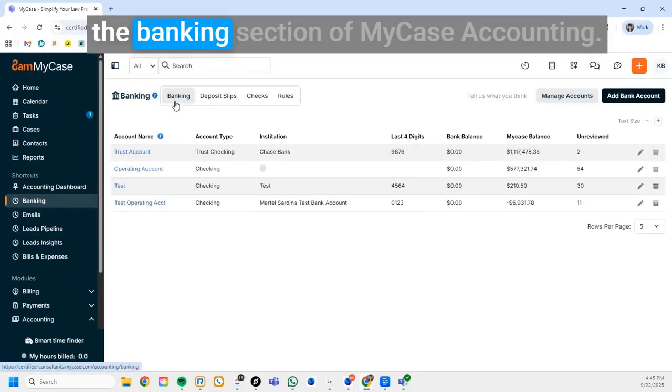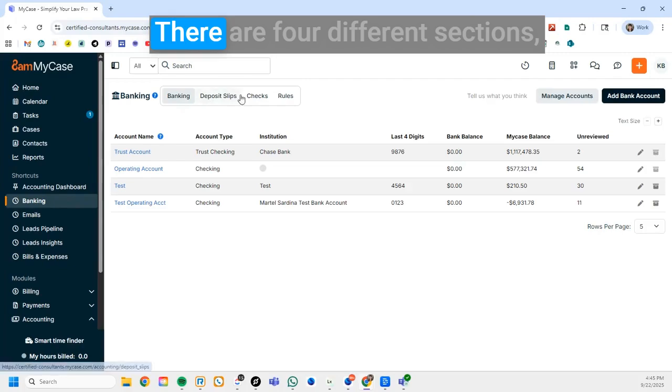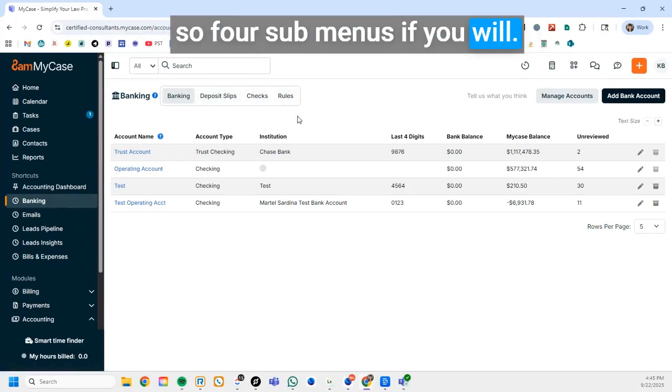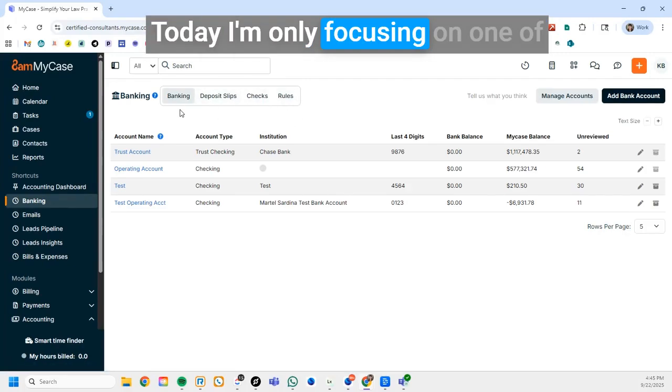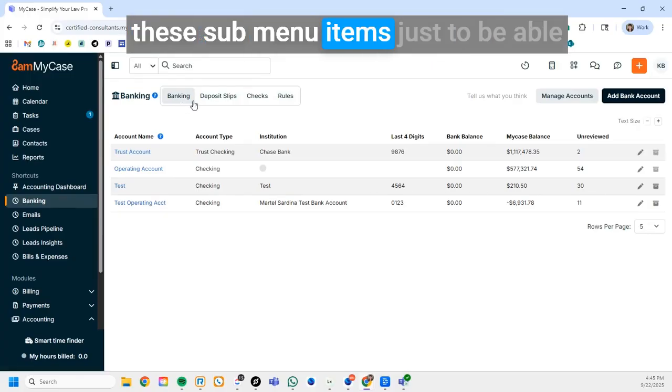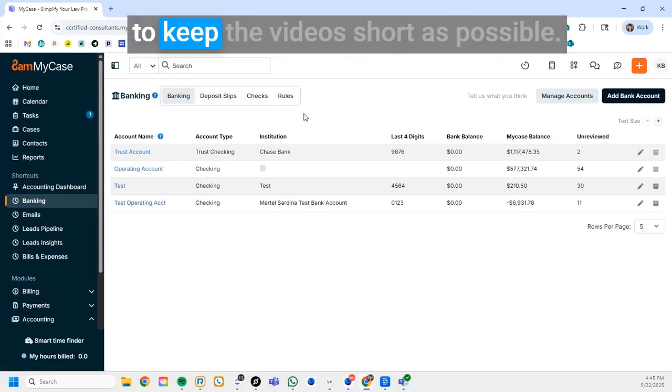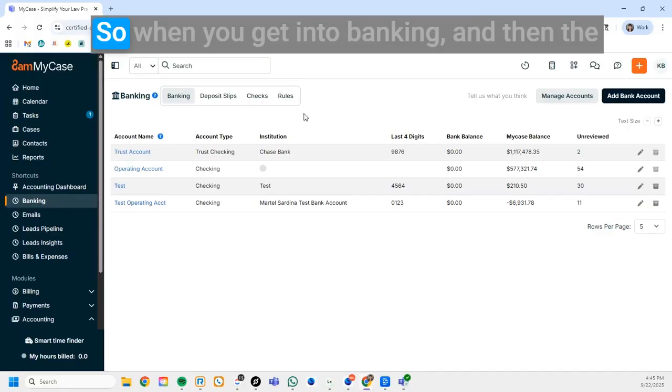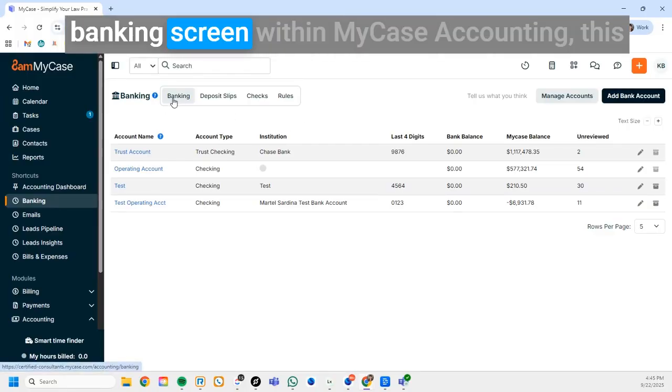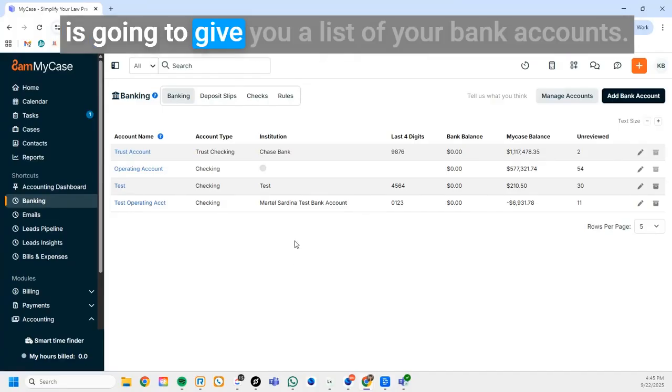And within the banking section of MyCase Accounting, there are 4 different sections. So 4 submenus, if you will. Today, I'm only focusing on one of these submenu items just to be able to keep the video as short as possible. So when you get into banking and then the banking screen within MyCase Accounting, this is going to give you a list of your bank accounts.